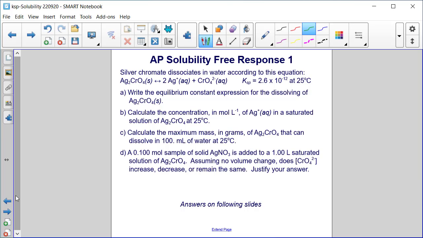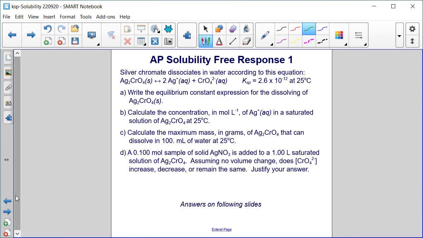A. Write the equilibrium constant expression for the dissolving of silver chromate. B. Calculate the concentration in moles per liter of silver ion in a saturated solution of silver chromate at 25 degrees C. C. Calculate the maximum mass in grams of silver chromate that can dissolve in 100 milliliters of water at 25 degrees C. D.